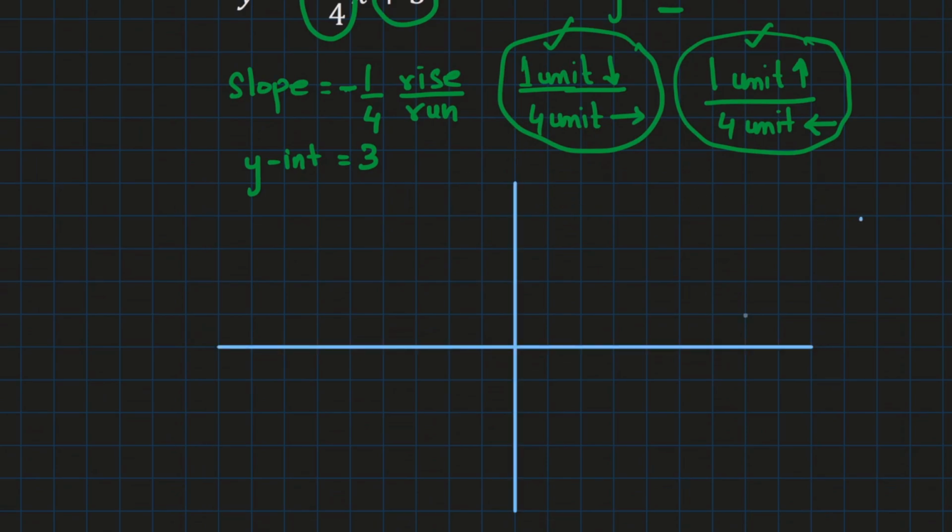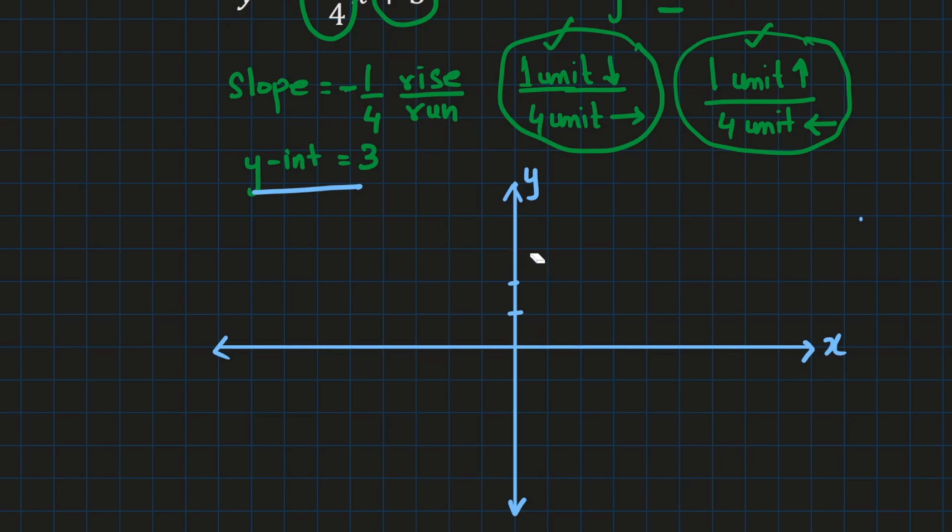Again, I would label my x and y axis. So this is my x-axis. This is my y-axis. And remember, the starting point is always the y-intercept. So I will start at 1, 2, 3. So this would be my starting point.